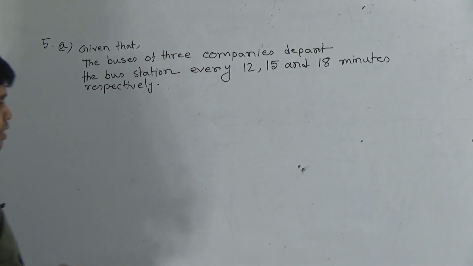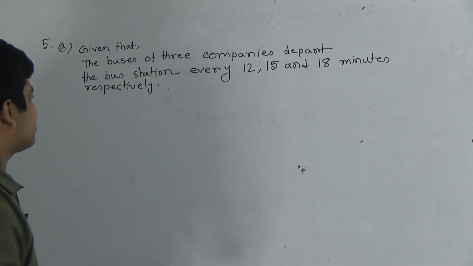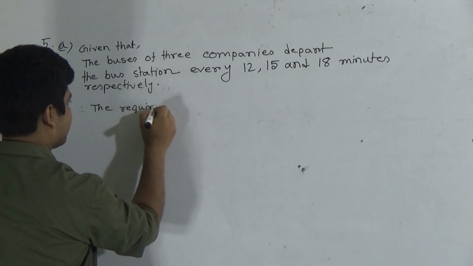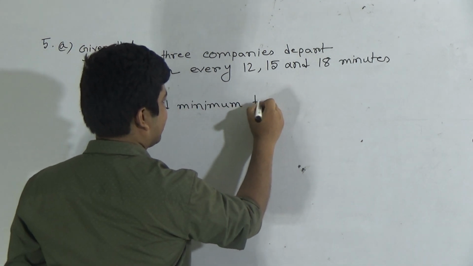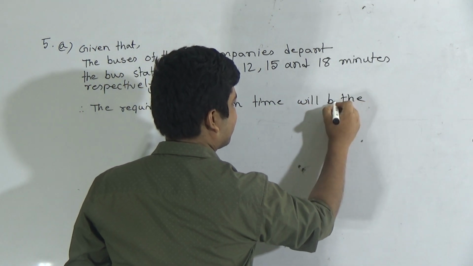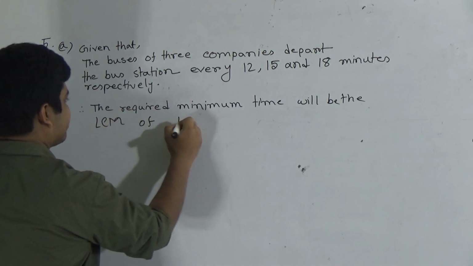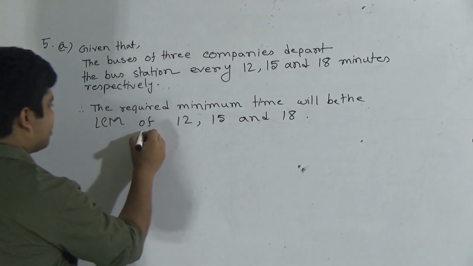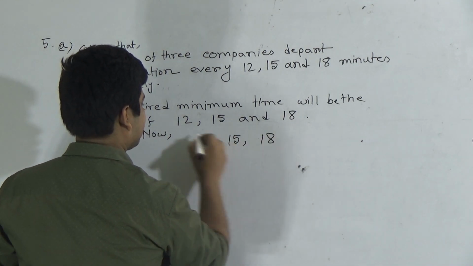Now I write we need to find out the required minimum minutes, that means the required minimum time. So right here, the required minimum time will be the LCM of 12, 15 and 18. Now we find out the LCM of 12, 15, 18.